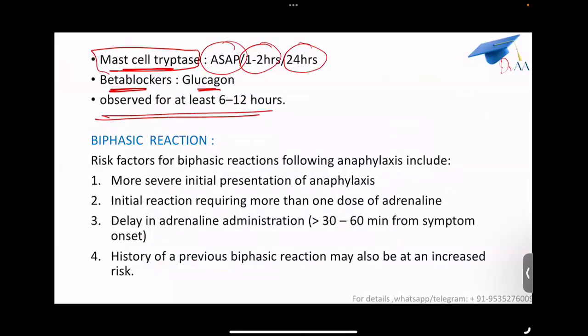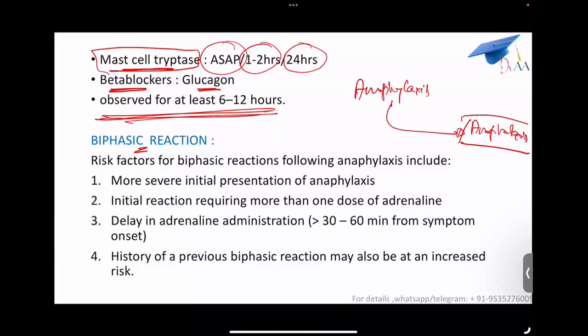Observations, I'll discuss more about observations after discussing biphasic reaction. I'll get back to the observation. Biphasic reaction, what is biphasic reaction? The patient who has anaphylaxis can have a biphasic reaction, which means after a few hours, he can have one more anaphylaxis. This anaphylaxis doesn't require any trigger at all, which is termed a biphasic reaction. So this is the reason we admit these patients for observation.